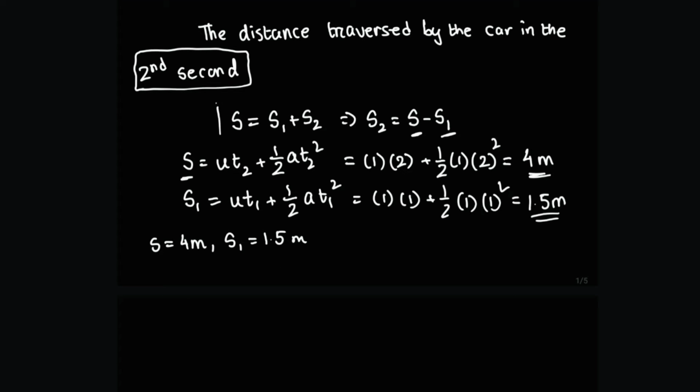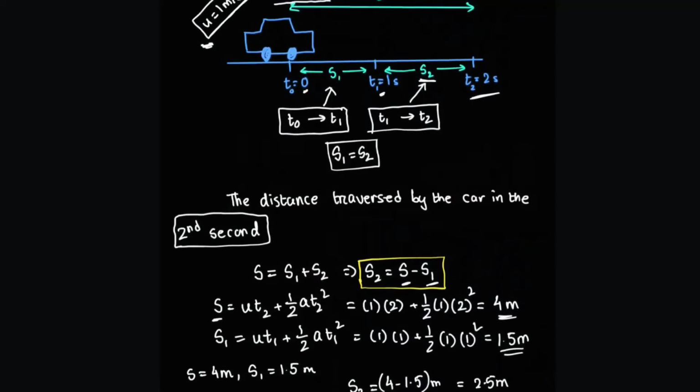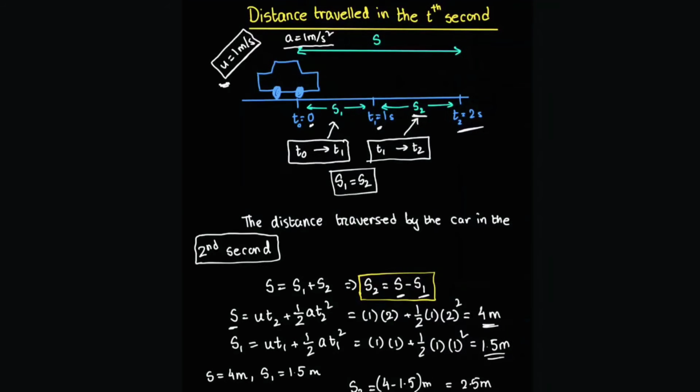So from this expression, we get that s2 is 4 minus 1.5 meters, which is basically 2.5 meters. So this is how you calculate the distance traversed by the car in the required tth second.